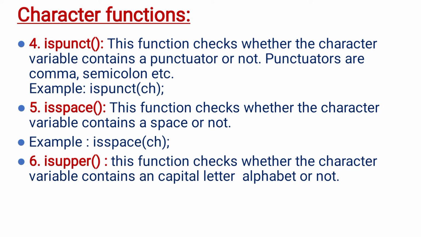The sixth function is isUpper. The isUpper function is used to check whether the character variable contains a capital letter alphabet or not. Let's see one example: isUpper(ch). Here ch is the character variable. If the ch variable has a capital letter, meaning an uppercase alphabet, then it returns true. Otherwise, it returns false.